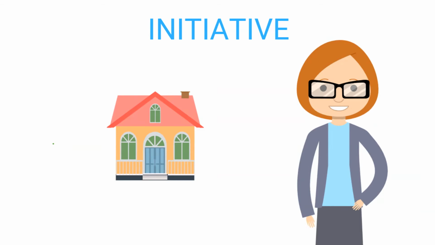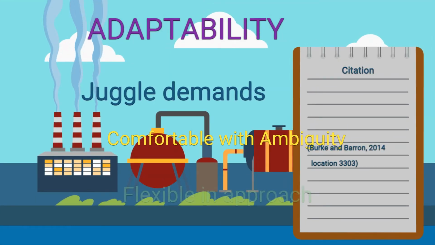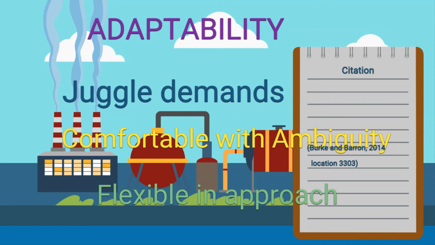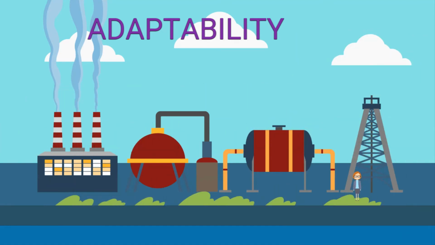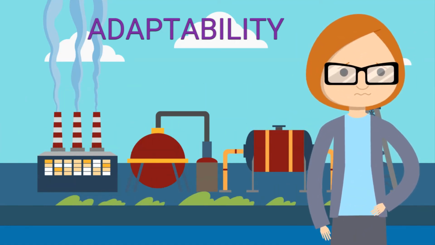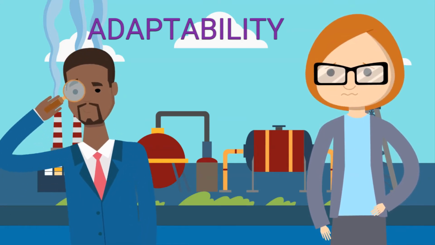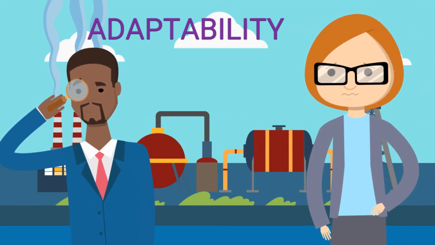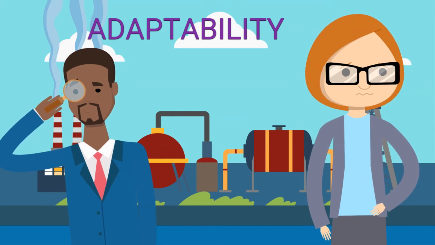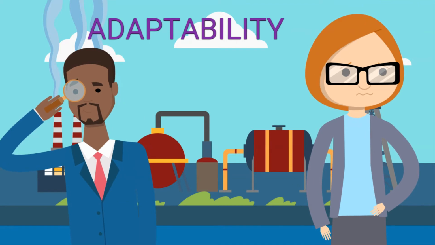Burke and Barron define adaptability as having the ability to juggle multiple demands, being comfortable with the unknown, and having flexibility in how you approach a situation. Consider this situation. You have been assigned as the project manager for a B2B web portal project for an oil company that is developing a new business model. The company's CEO is a visionary who is constantly adding to the project scope as he dreams up new ways of conducting business. As the project manager, it is your job to control scope and timeline without sacrificing quality or adding unnecessary risk to the project.